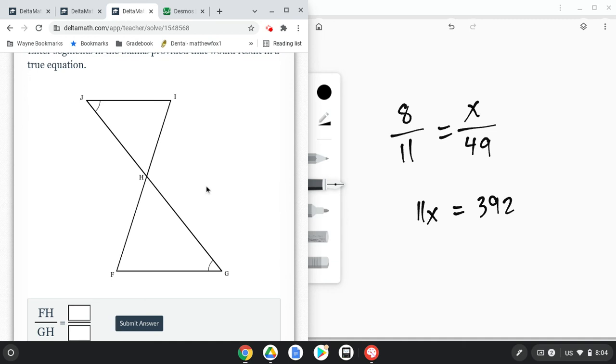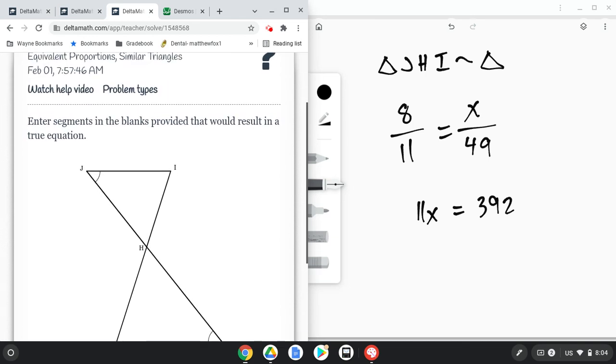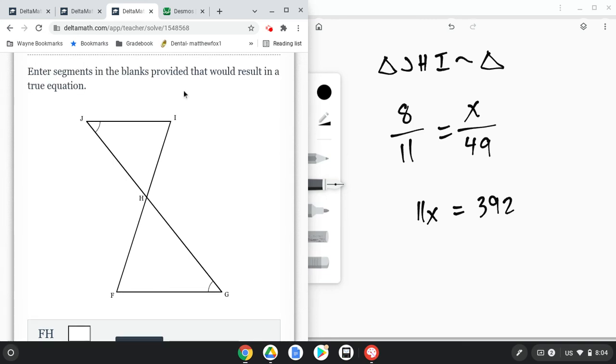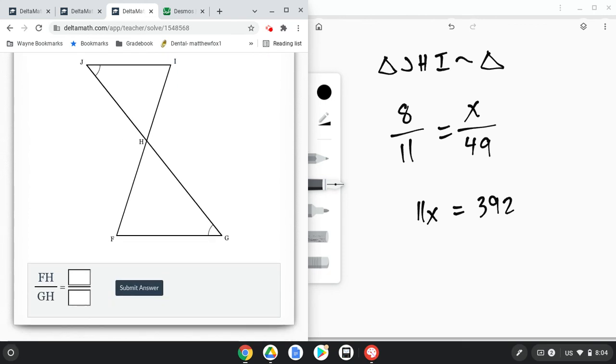So what that means is if I would say triangle JHI would be similar to triangle. And the reason we know they are similar is on this one they just tell us that it is similar triangles. So we already know it's in the name. So JHI, we know J matches with G, so G has to go first. Then it goes to H, and it would finish with F.